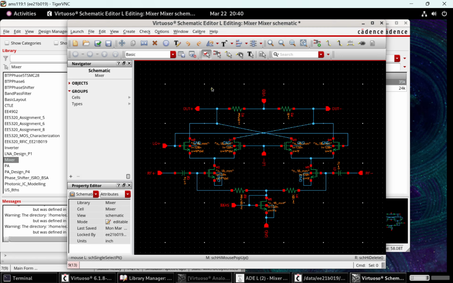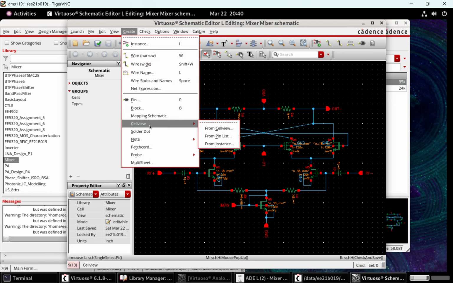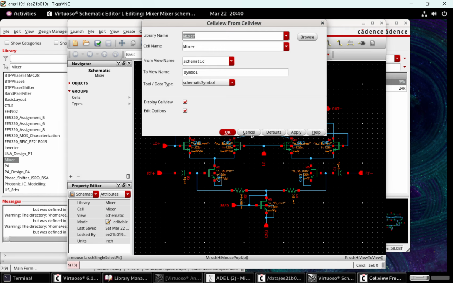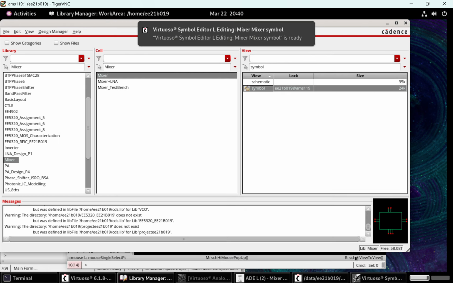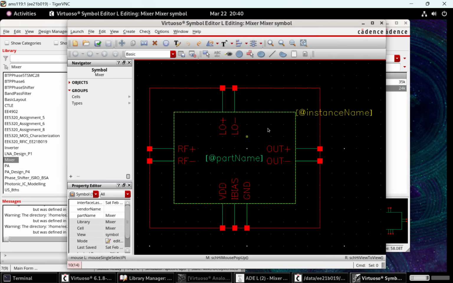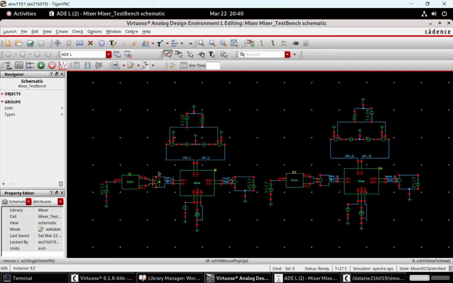So once you have designed your schematic of the mixer, the next step is to create its symbol. To do that, you go to create cell view. From cell view, create the symbol. I have already done that. So this is the symbol of the mixer, and this is the symbol we shall be using in our test bench. So now this is the test bench.